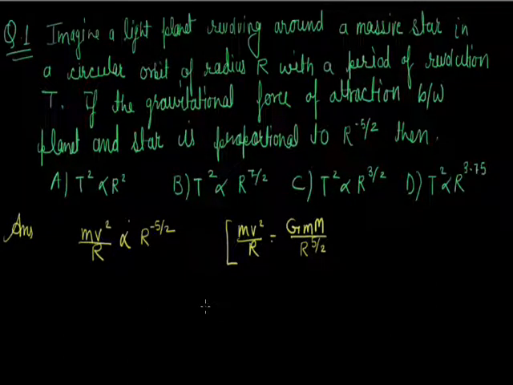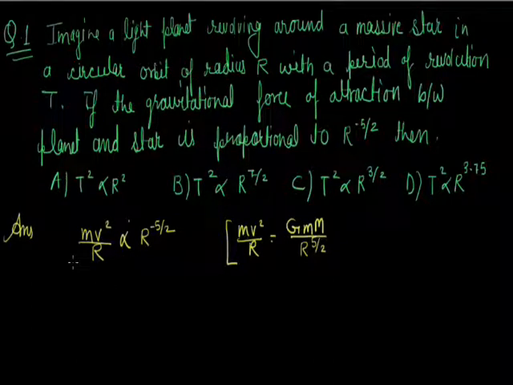Now since it is asked in the question that we have to find the dependence of the time period on r, here capital G and the mass of the planet and mass of the star, all these quantities are constant. Only we have to concentrate on capital T, which is the time period, and it can be calculated by using distance upon velocity. So here we are only using this relation in the form of proportionality: mv square upon r is proportional to r raised to power minus 5 by 2.